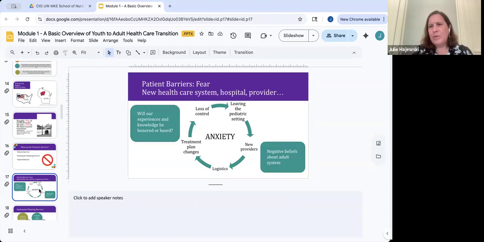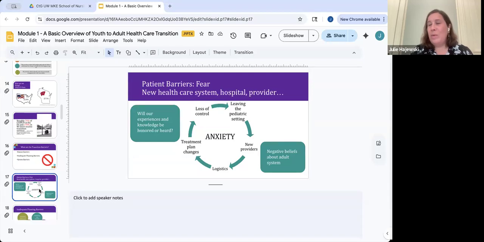this fear about all of these new experiences, services, and environments. From families, we repeatedly hear, will our experiences be honored? Are you going to listen to me when I say, this is not right for my son, something is wrong? Right? That loss of control in leaving that pediatric setting and moving into a more adult setting, which isn't always as warm and fuzzy and accommodating as our pediatric settings. Just meeting new people and new providers and having to start over with the story of what happened 20 years ago, 10 years ago, 5 years ago that now builds to where we are today.